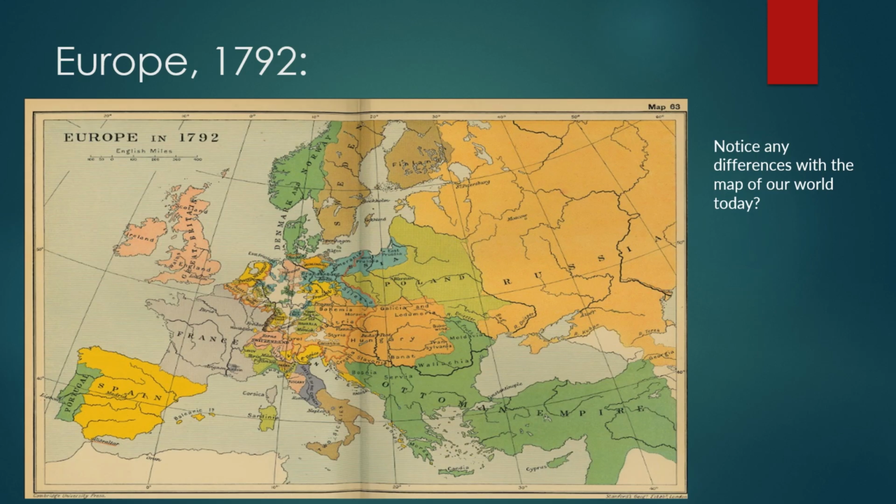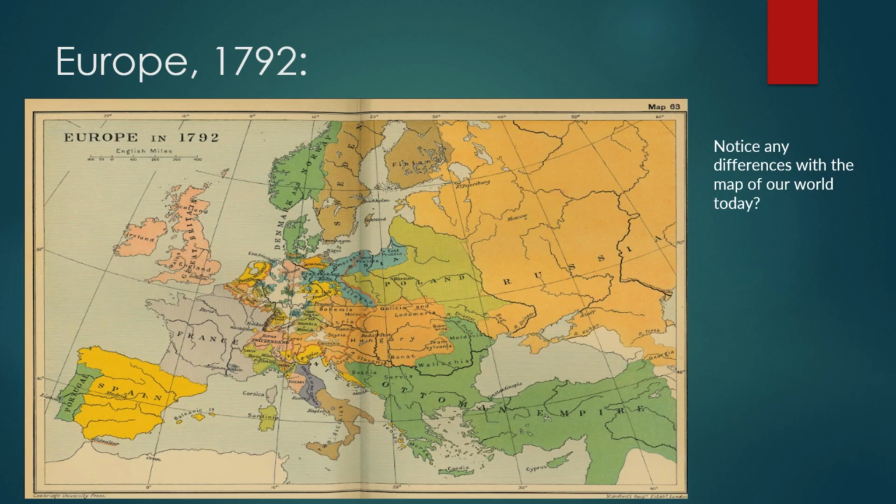So first off, I want us to have a quick look here at a map of Europe in 1792. Feel free to pause the video and just have an observation of it. What exactly can you see in this image? There we are, very good. And so you should have noticed a few key things that are quite different within it.